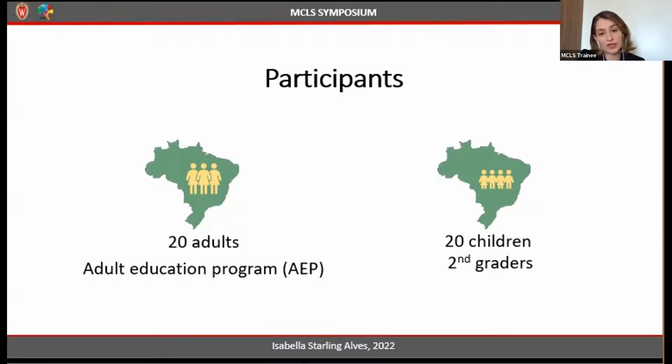And we also had 20 children who had not so much familiarity with fractions, but who were already learning some fractions in schools, but not in a systematic form, since in Brazil, fraction instruction is mainly focused on the curriculum in 3rd and 4th grade.